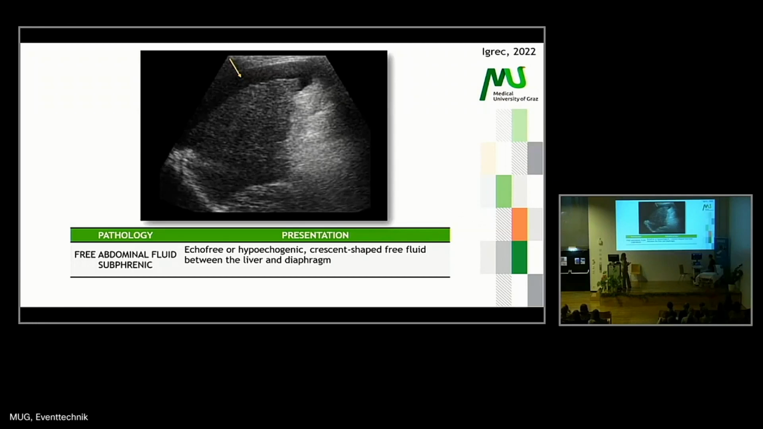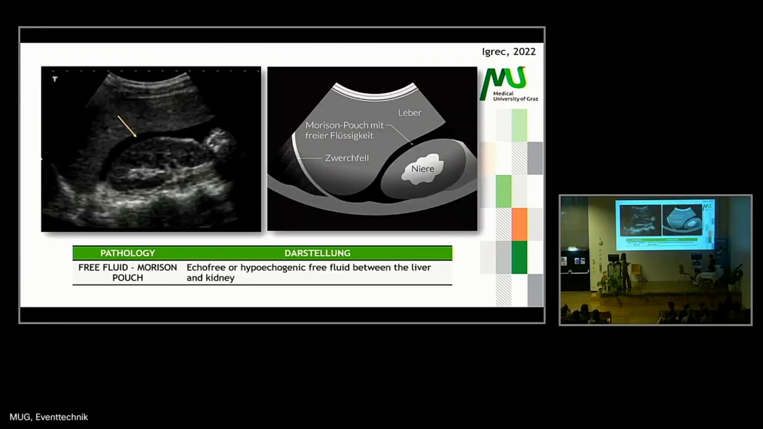Then further on, we are going to look at the subphrenic fluid. So we have a diaphragm here. We have a liver here. It's a colon here. And there is this crescent-shaped anechoic, hypoechoic fluid collection, which corresponds to free fluid.